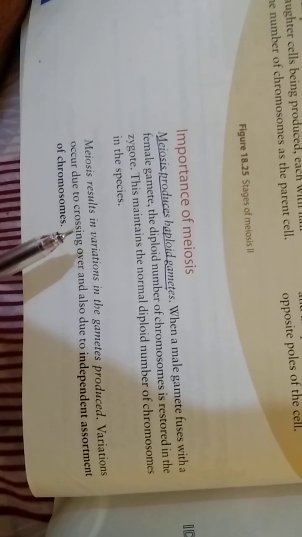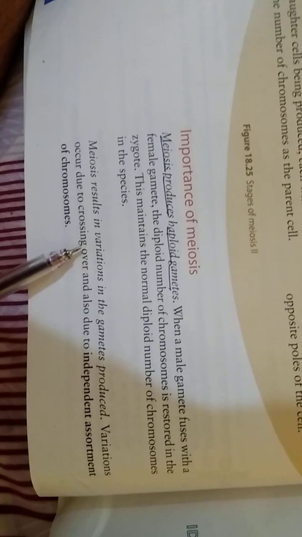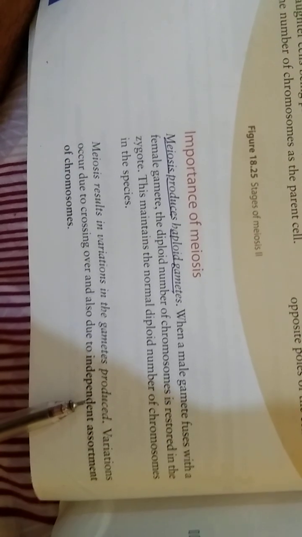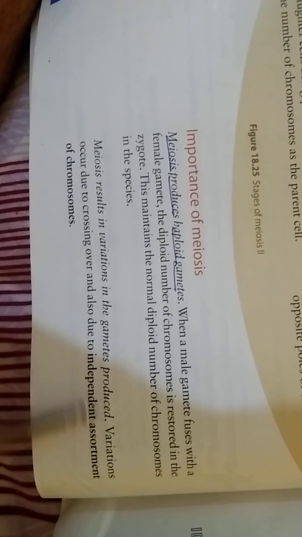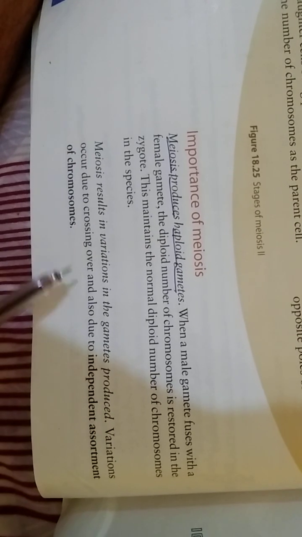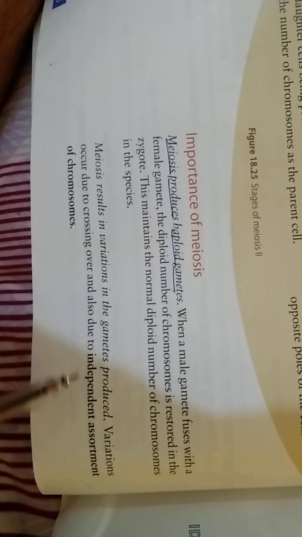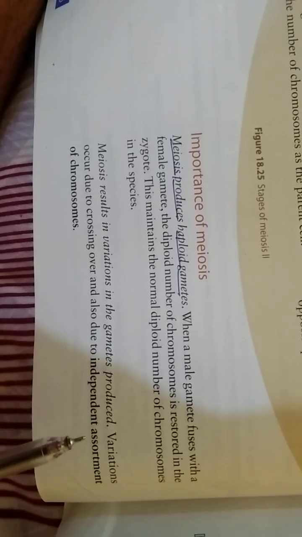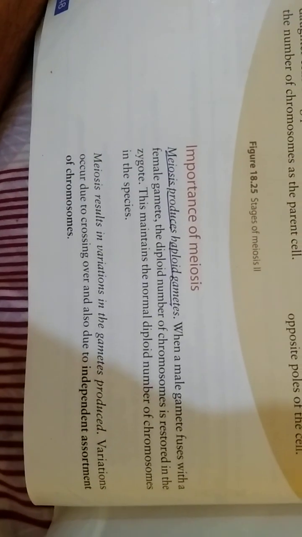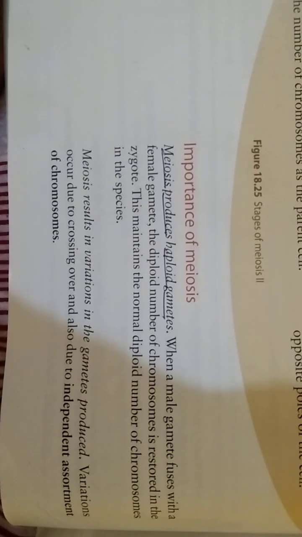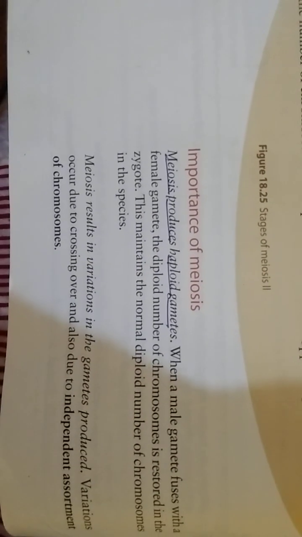Meiosis results in variations in the gametes produced. Variations occur due to crossing over and also due to independent assortment of chromosomes. That's the importance of meiosis.